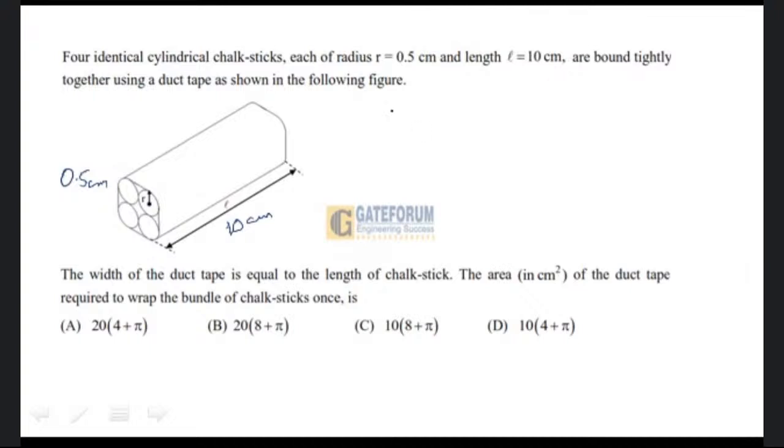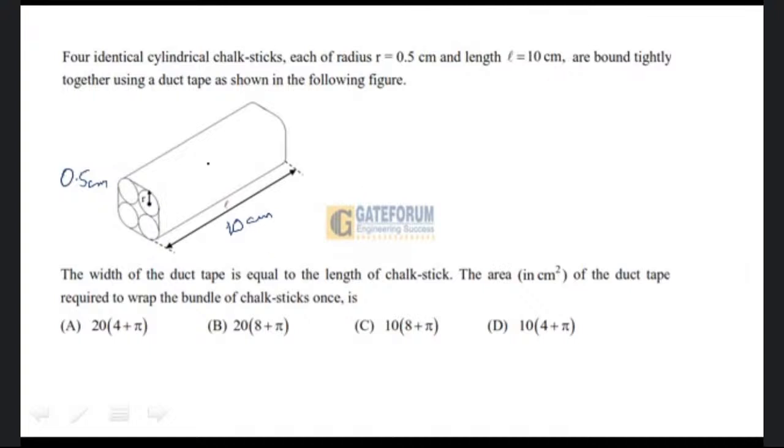So four chalks are taken. Duct tape means those sellotape type, thick sellotapes used for packing materials, carton packing. As is shown in the figure, these are the four chalks that are there. The width of the duct tape is equal to the length of the chalk stick. That can be seen from the diagram too. The area of the duct tape required to wrap the bundle of chalk sticks only once is how much?